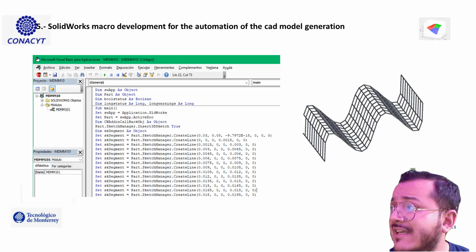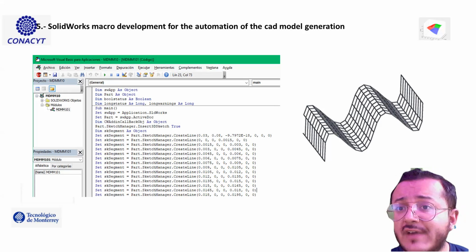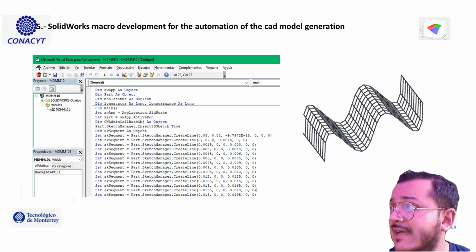The macro generates a profile that will be used in the swept profile extrusion. It saves a lot of time because we need only to perform the operation, and it is not necessary to connect manually each point to the next one.